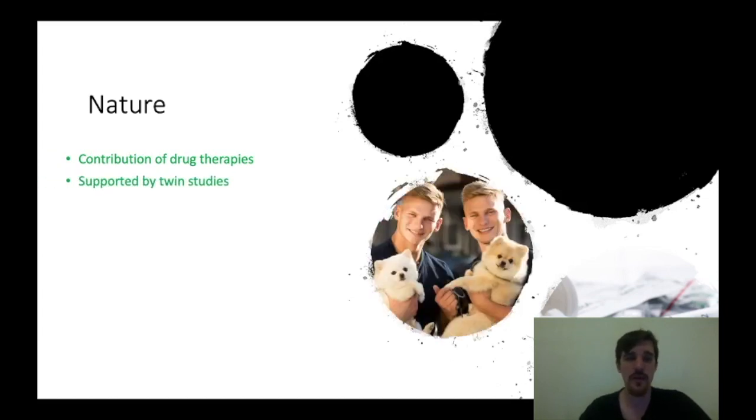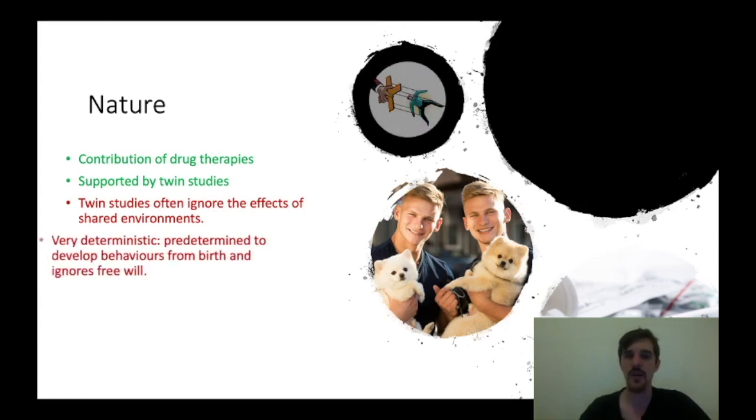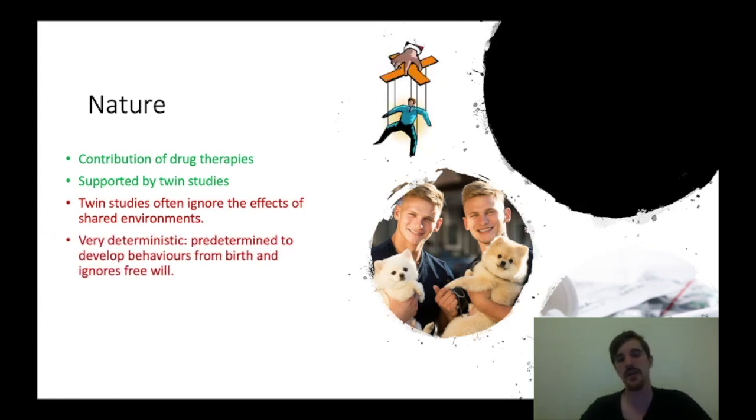It is supported by twin studies. Twin studies, using your MZ twins in particular, really show that you have a lot of evidence to suggest that nature does play a huge role. But then twin studies ignore the effect of shared environments. It's very deterministic, so predetermined to develop behaviors from birth. It ignores free will.